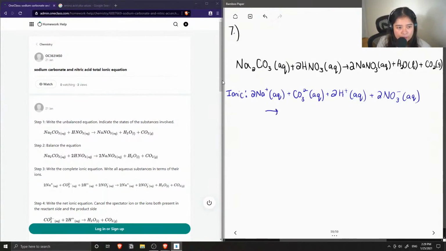And for our products, we get two sodium ions and two nitrate ions. And then our water and our carbon dioxide remain the same, since they aren't in their aqueous form. Okay, so this is the ionic equation, and now we need to write out the net ionic equation.